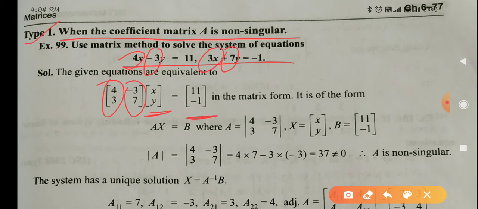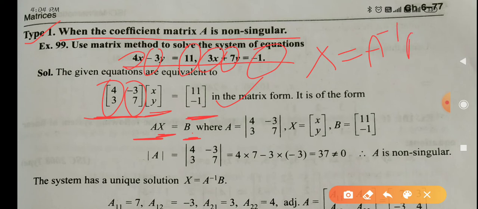Constants are already in RHS. It is given in the question, constants are already in RHS. So 11, minus 1. This is the matrix form of the given system of linear equations in two variables. The first matrix you can take as coefficient matrix A, variable matrix as capital X, and constant matrix as B. Determinant A you find before writing x equals A inverse B. First you find determinant A. So it is coming 37, which is not equal to 0. It means that A is a non-singular matrix.